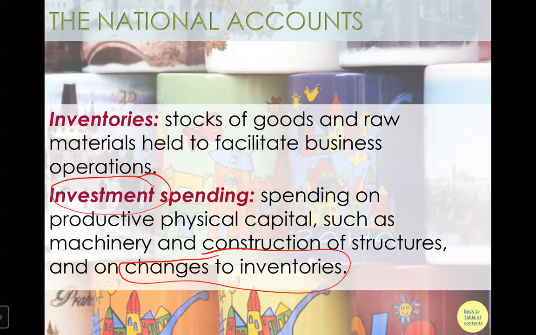And finally, I want to emphasize, if there's a change in inventory, this is also considered investment. But what is inventory? By definition, inventory is the stocks of goods and raw materials held to facilitate business operations. What does that mean? For example, we go to Target. They have their warehouse, right? Why do they need so many goods in their warehouse? Because they need to satisfy demand, and this demand comes out randomly. Plus, it usually takes time to get goods from the factory to their shelves, right? Those things are called inventory.